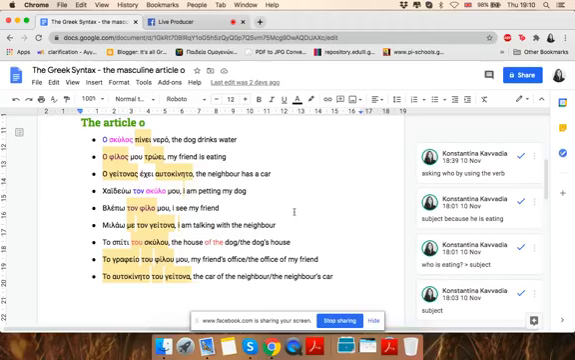So the first sentence says: the dog drinks water. In Greek, ο σκύλος πίνει νερό. Here I have used the article ο and the masculine word σκύλος. Σκύλος here plays the main role in the sentence, which means it's carrying out the main action. This word is called the subject. Whenever a word in a sentence carries out the main role, it's called the subject in grammar.